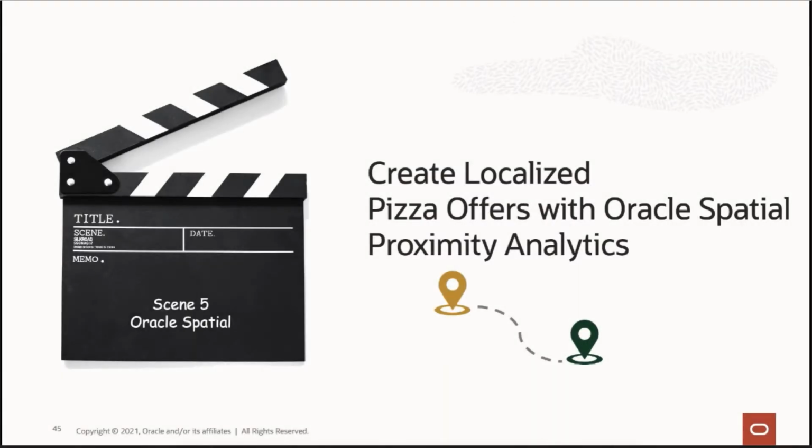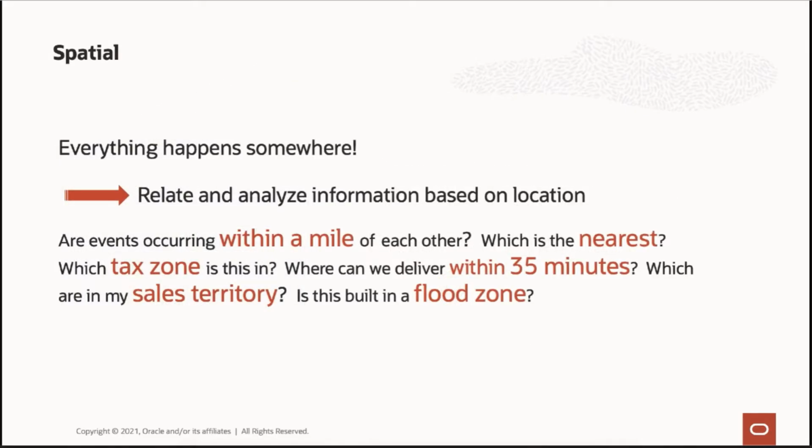In this lab, you're going to use the spatial features of Oracle Autonomous Database to help create localized pizza offers based on spatial proximity analysis. The context here, of course, is spatial.